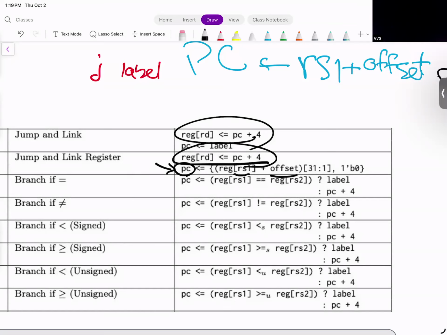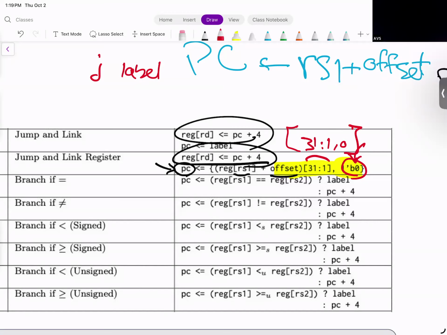Okay? There is also this one bit here. This is a little bit weird, and people always get confused about why we are doing it this way. What this says is that we don't just take RS1 plus offset and directly write it to the PC. We always make sure that the least significant bit is 0. So we force 0 to be the first bit. We don't shift it though, right? As you can see, we take bits 31 to 1 and then add a 0 here. So basically, we force the first bit to be 0.